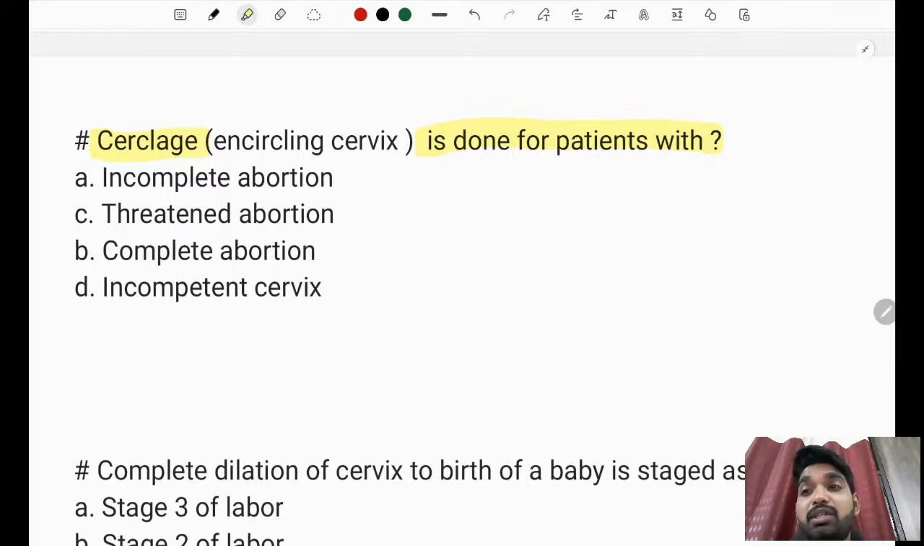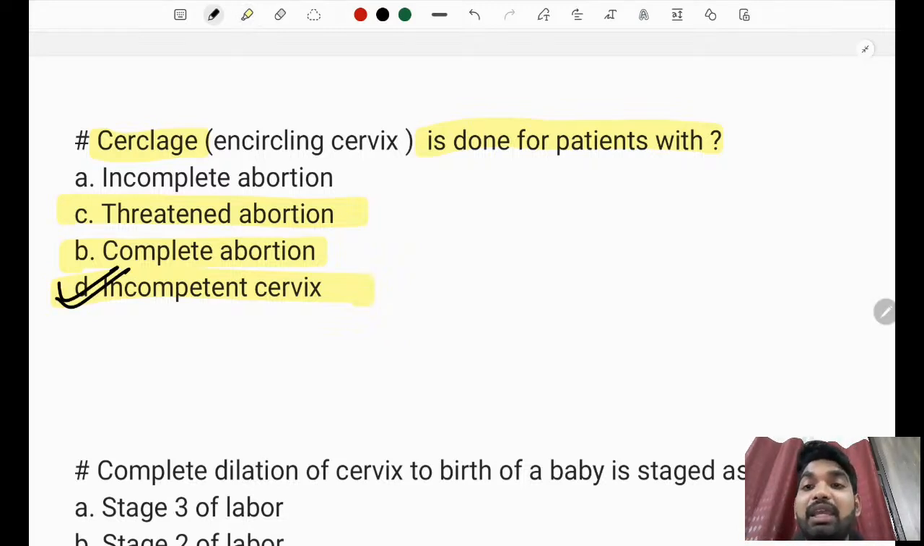Cerclage is a procedure that is done for the patients with option A, incomplete abortion, option B, complete abortion, option C, threatened abortion, option D, incompetent cervix, that is cervical incompetence. Yes, Bindu, Vinita, Hemavati, Navyasri are telling D, okay, D. Yes, you people are right, it is correct.